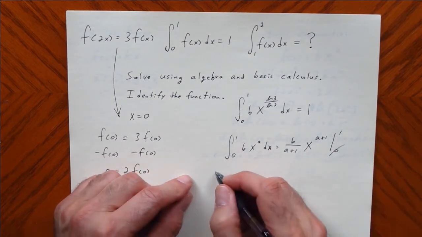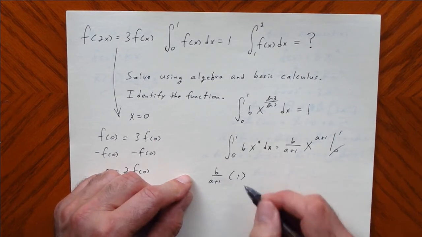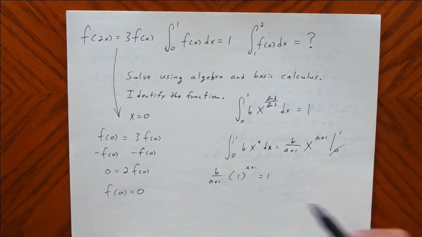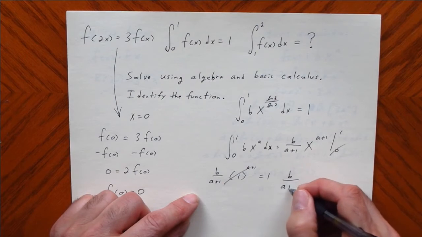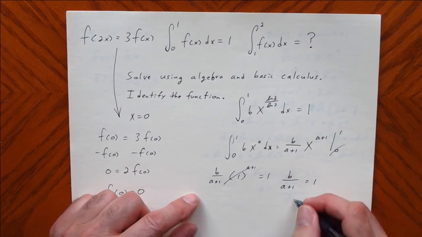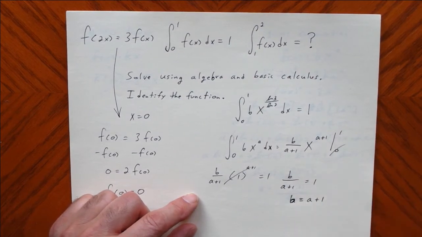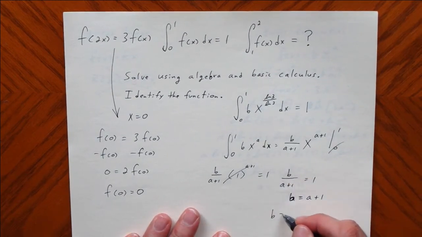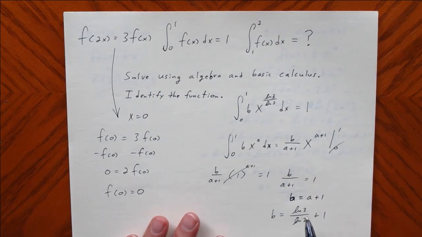So what this tells us is that b over a plus 1 times 1 to the a plus 1 equals 1. Now, 1 to anything, you know that's 1, so we don't have to worry about that. So b over a plus 1 equals 1. That tells us that b equals a plus 1. Now, what is a? a is log 3 over log 2, so we know that b equals log of 3 over log of 2 plus 1. That's a plus 1.